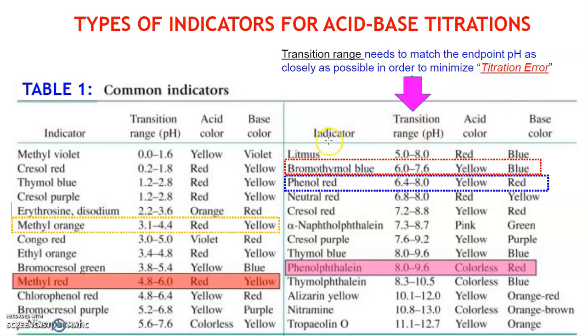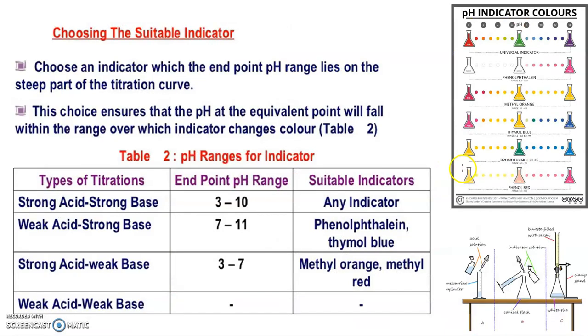So you need to know the solution in the burette and in the conical flask. What is the transition range actually? It is to make sure you choose the correct indicator. As you can see here, methyl orange has a transition range between 3.1 and 4.4. Methyl red is 4.8 until 6.0, and so on.